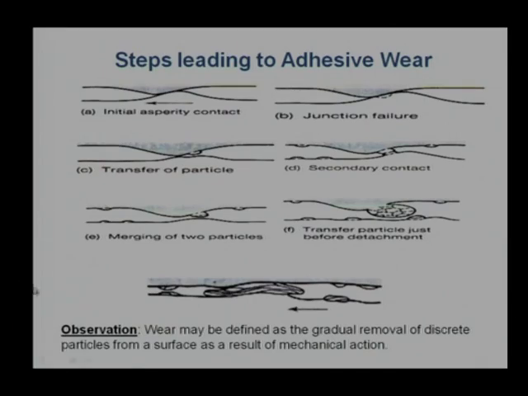In this case, we can conclude this slide. We say that wear may be defined as a gradual removal of discrete particles. Not necessarily does a big particle need to be plucked out. There is a possibility of small discrete particles coming out of the surface as a result of mechanical action. Why are we saying mechanical action? This whole process is mechanical, it is not chemical.